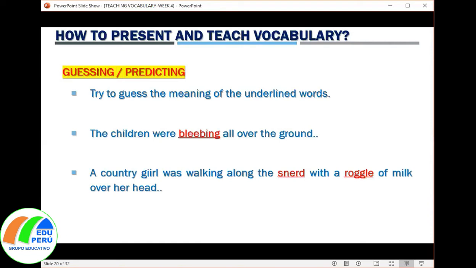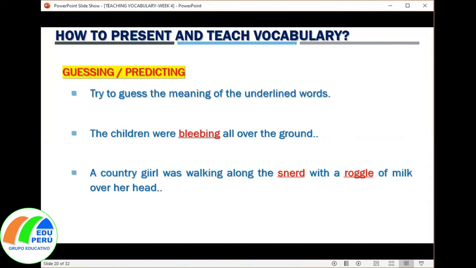So they are going to read the context. These are extracts of a text. And they are going to read the text and they are going to guess or try to predict the meaning of this word. Maybe you can ask, what is the type of word? So they have to analyze the sentence. Oh, teacher, I think this is a verb. Why? Because it's with the ing and also we have the verb be as an auxiliary.